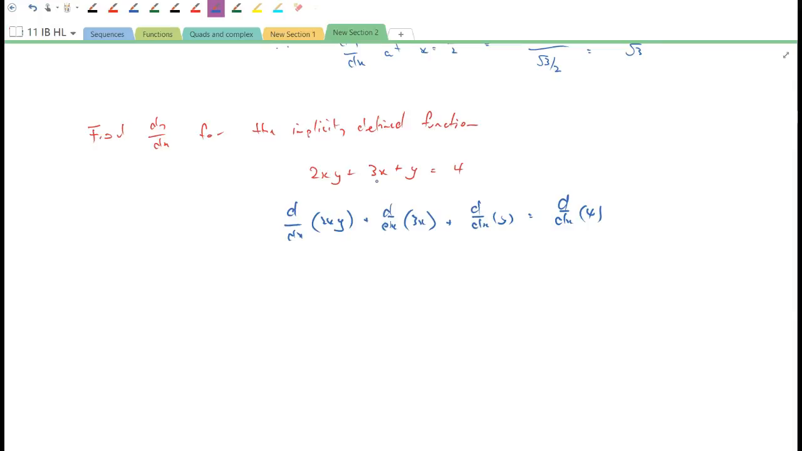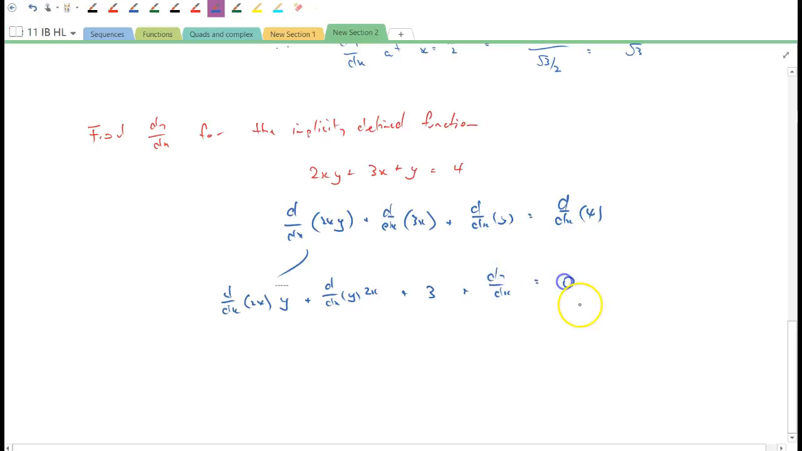Now, in doing so, we've got this 2xy. We're going to treat this 2xy as a product rule. So we'll go off to the side here. We'll take the derivative with respect to x of 2x and multiply that by y, plus the derivative of y multiplied by 2x. So that deals with that term there. d/dx of 3x is easy. d/dx of y is just dy/dx. And d/dx of 4 is 0.